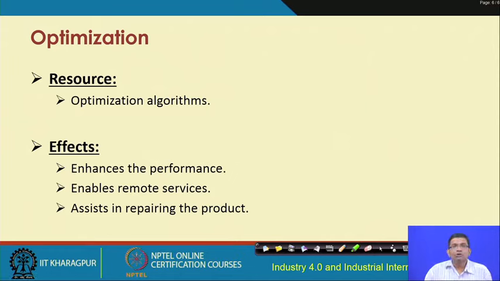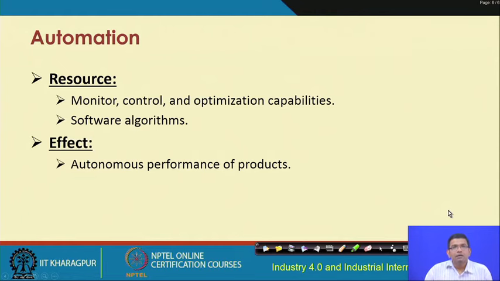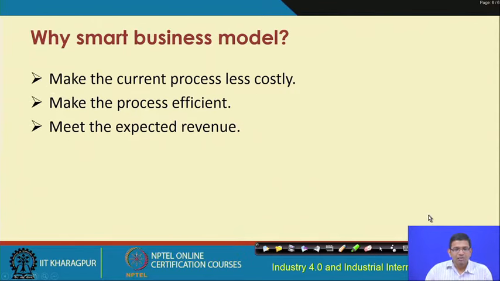Optimization by itself. Here we are talking about the use of different optimization solutions, different algorithms and so on, and the effect is to increase or enhance the overall performance of the system, of the machinery, enabling remote services, assisting in repairing the product and so on. Automation of these resources, monitoring, control and optimization capabilities. Different software algorithms will have to be used for the automation, and the effect is having autonomous performance of these different products.